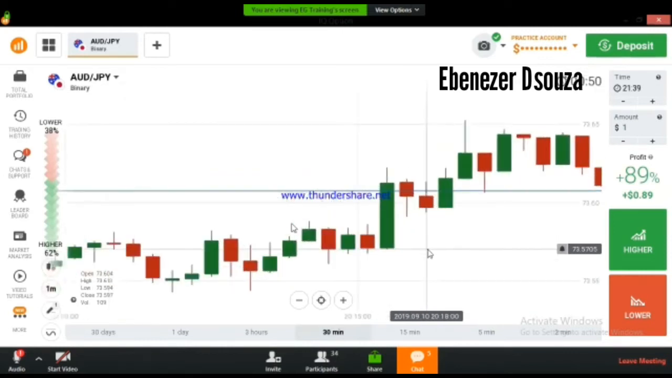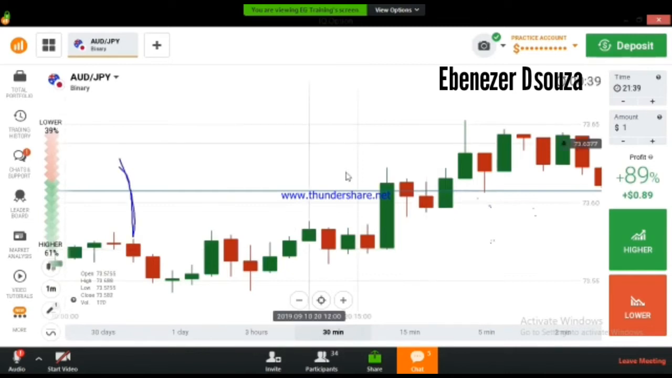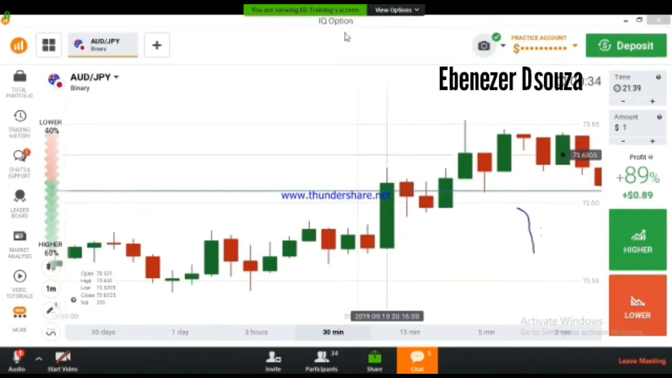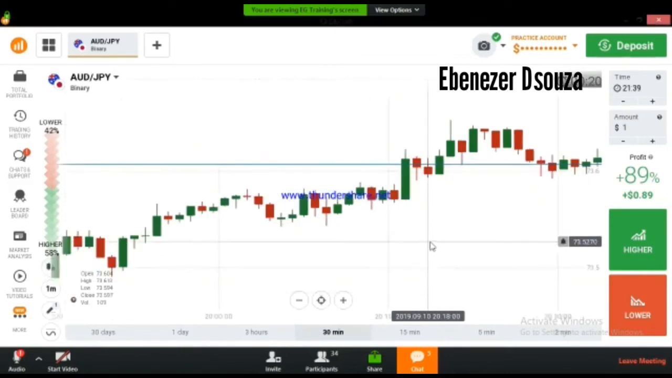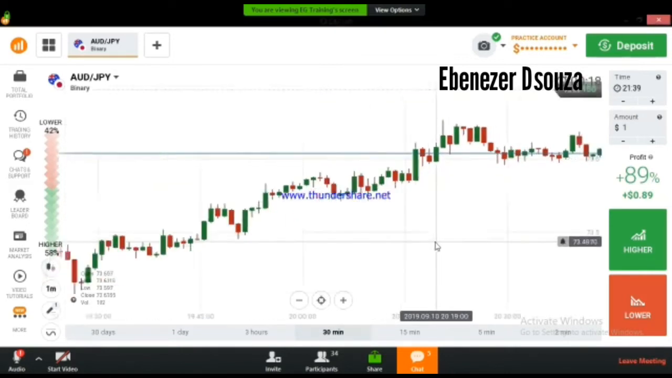But you need to see the buyer's entry and seller's entry to go with buyers and sellers confidently. If you don't see any buyer's entry and seller's entry, then you can't place your trade, because we are not seeing any confirmations from buyers and sellers. If you see any buyers and sellers entry, then we can place our trade.